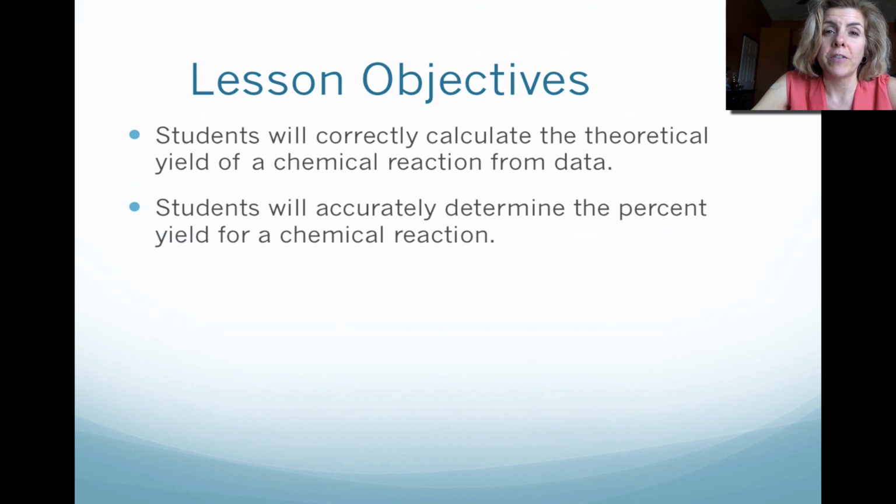This is Chapter 11, Part 4 of Stoichiometry. So in this video, you're going to determine the theoretical yield of a chemical reaction from the data that is given, and then you're going to accurately determine the percent yield for a chemical reaction.